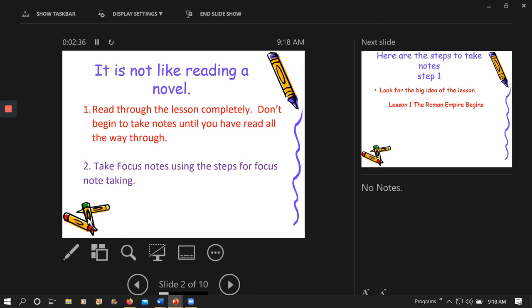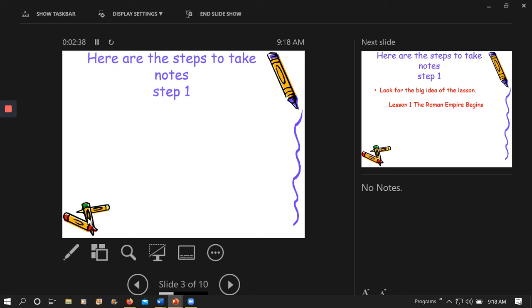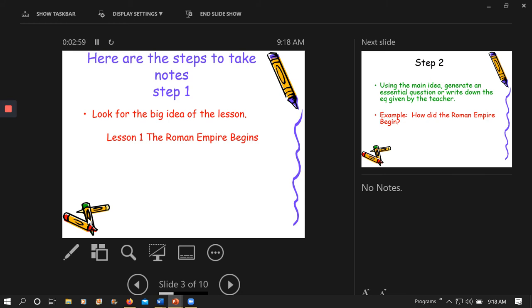So here are the steps. Number 1, look for the big idea of the lesson. If you're reading lesson 1, the big idea says the Roman Empire begins. So that would be the big idea or the main idea of the section. Lesson 1, the Roman Empire begins. That's what you would have. Okay?